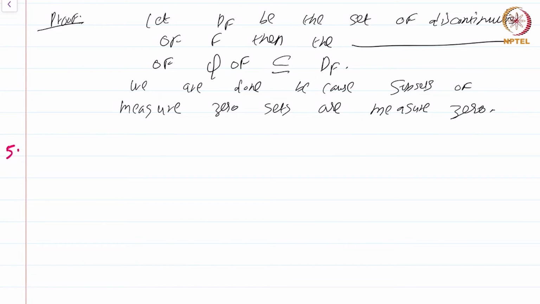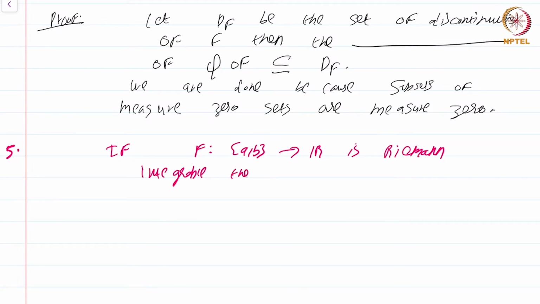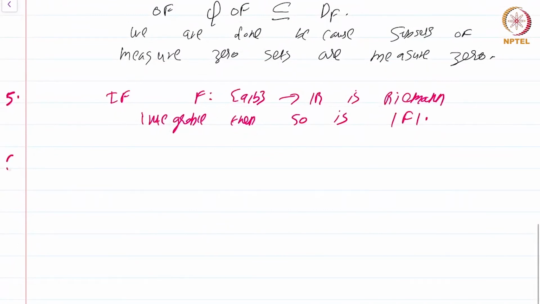Number 5. If f from [a,b] to R is Riemann integrable, then so is mod f. This is obvious because the modulus is a continuous function, and you can treat modulus of f as the absolute value composed with the function f and apply the previous corollary. So it follows immediately.